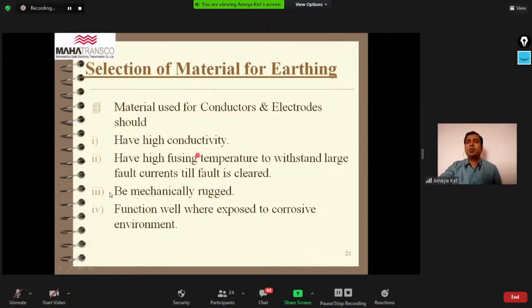Coming to the next point, the material selected for earthing should be mechanically rugged, and a very important thing is that it must function well when exposed to a corrosive environment. As we know, many of our MSTCL substations are situated far away from the city, or sometimes in industrial areas. So there are many cumbersome situations for substations to maintain proper earthing. Due to the corrosive nature of the soil or the environment, our electrodes, earthing mesh or pipe type electrodes may get rusted, and the earthing may deviate from the value we are expecting from the design. So these are the four points we must keep in mind while selecting the conductor for earthing.